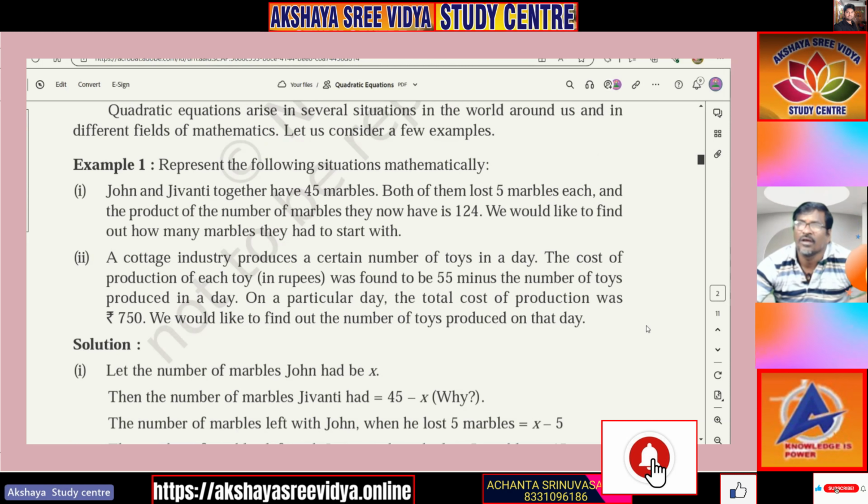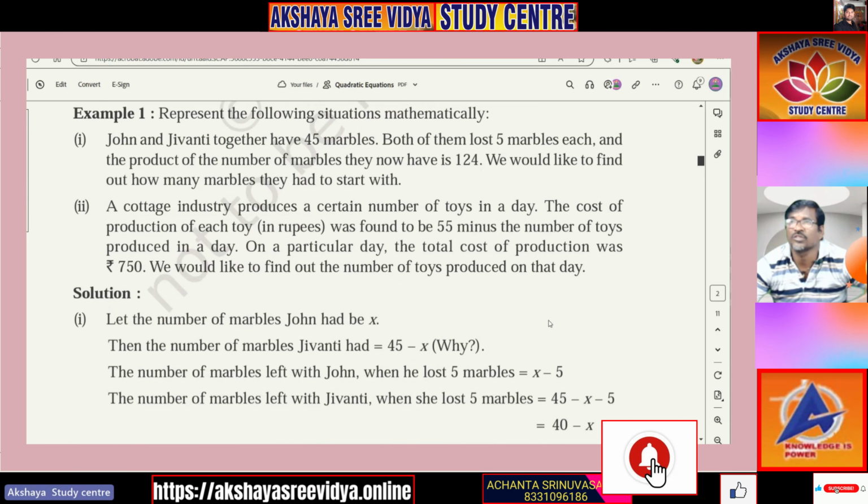For example, John has x marbles. The total marbles of the two together is 45, so Jivanti has 45 minus x. Both of them lost 5 marbles. Each one lost 5 marbles.